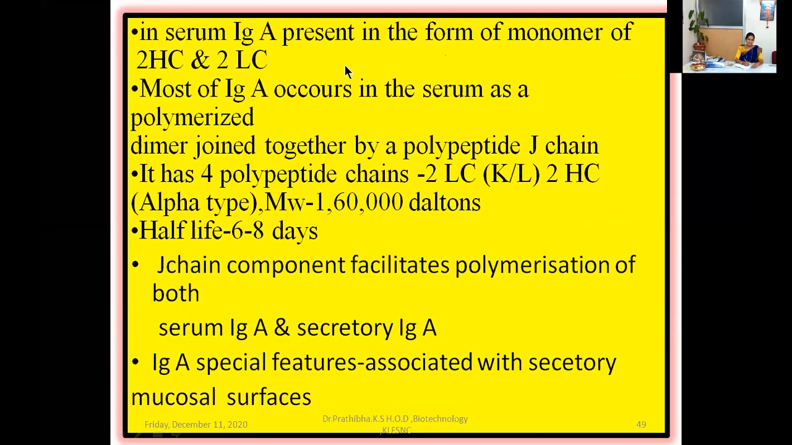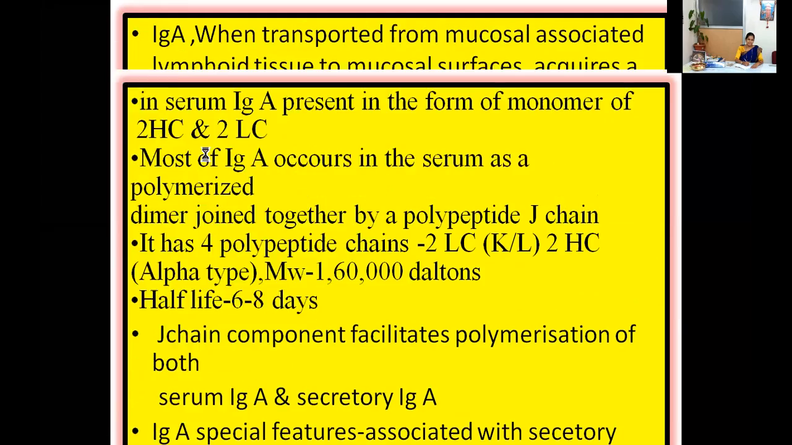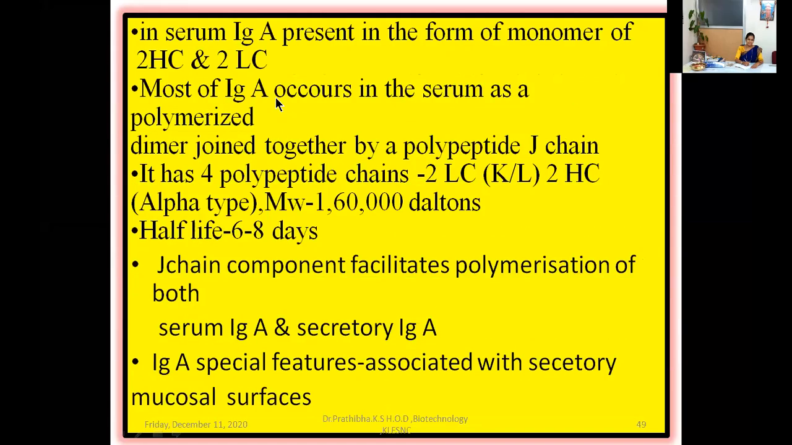In serum, IgA is present in the form of a monomer of two heavy chains and two light chains. Most of IgA occurs in the serum as polymerized, later dimerized, joined together by a polypeptide J chain. It has four polypeptide chains: two light chains, of kappa or lambda type, and two heavy chains of alpha type. Molecular weight is about 160,000 Daltons, half-life 6 to 8 days.